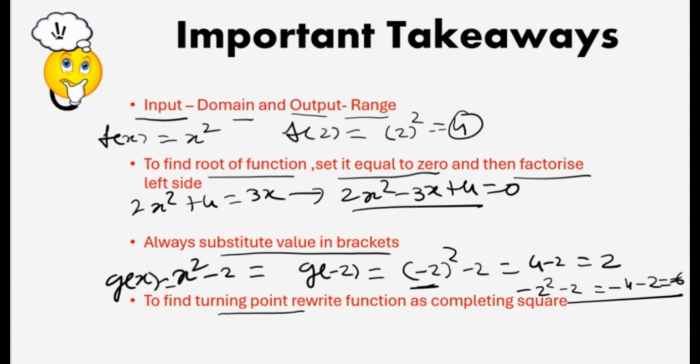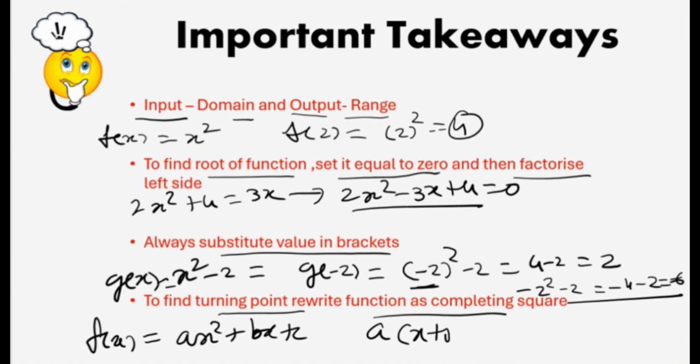To find a turning point, we always have to rewrite the function by completing the square. Suppose my function is ax squared plus bx plus c. Then I have to rewrite it as a into (x plus p) squared plus q. So minus p and q is my turning point. Whatever the answer is here, change the sign, and put this q as it is. That will give you the turning point.